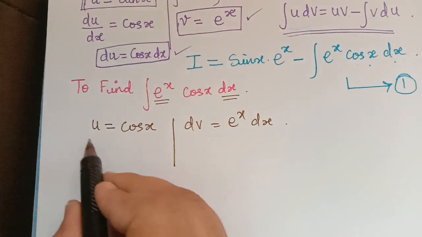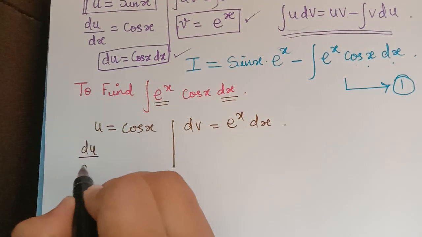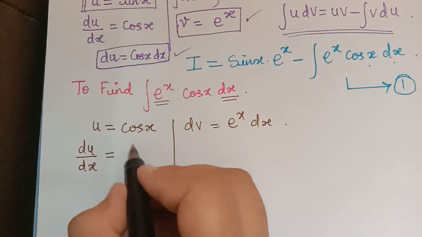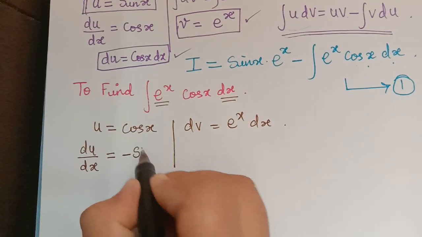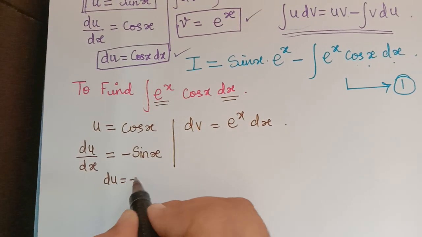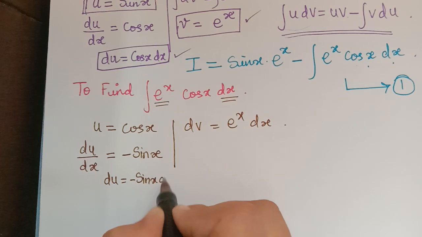Now from this, du by dx will be equal to the differentiation of cos x. The differentiation of cos x is minus sin x. From this we obtain du equal to minus sin x dx.